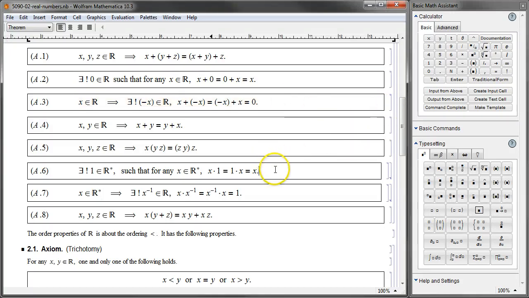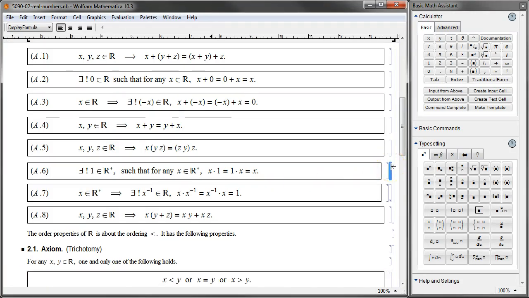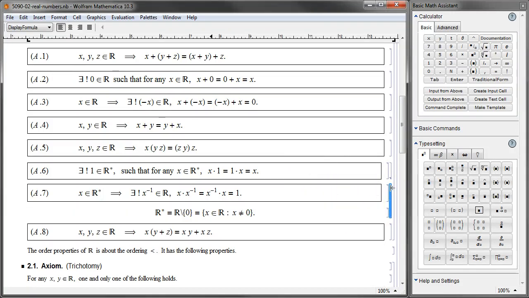For multiplicative identity, again, there's one and only one in R star. By the way, what is R star? It is all real numbers except for 0. That's standard notation, by the way. Putting star usually eliminates 0, everything else. So if you have 0, then 0 doesn't have any multiplicative inverse. There's no such thing as 1 over 0, that's basically it. And yes, okay.